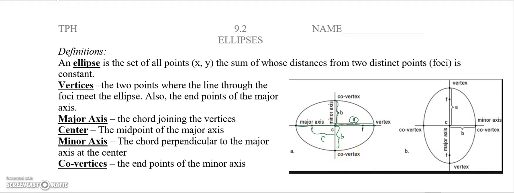And then you have the symmetry. For ellipses, we have a horizontal ellipse where the major axis is horizontal and the vertices, the center, and the foci lie horizontally, or we have it when it is vertical. So if the major axis is vertical and the vertices, the foci, and the center are on a vertical line, then you have a vertical ellipse.